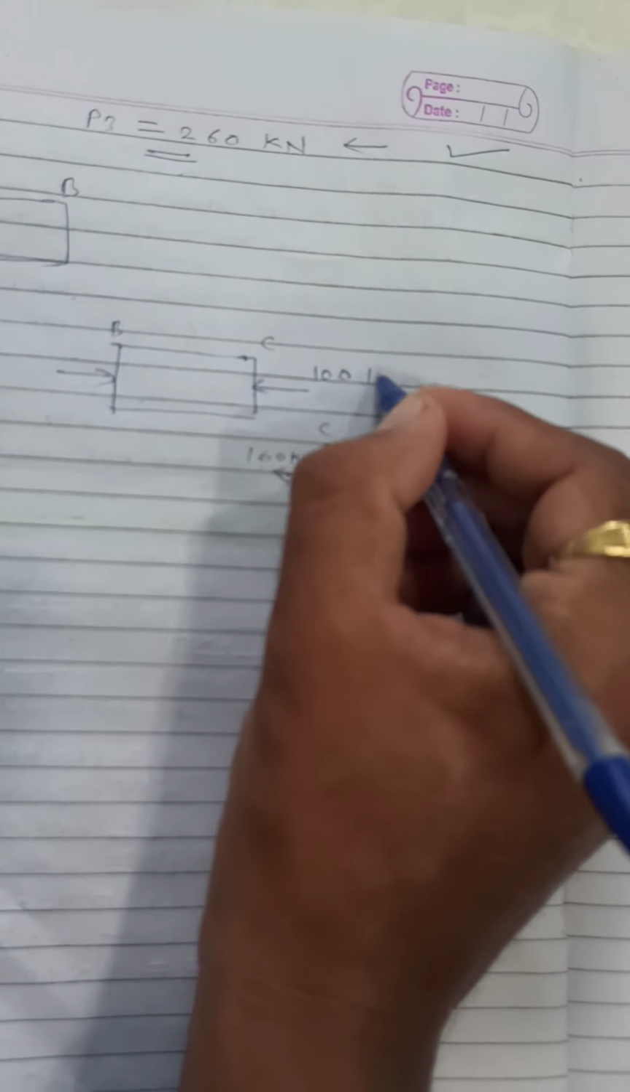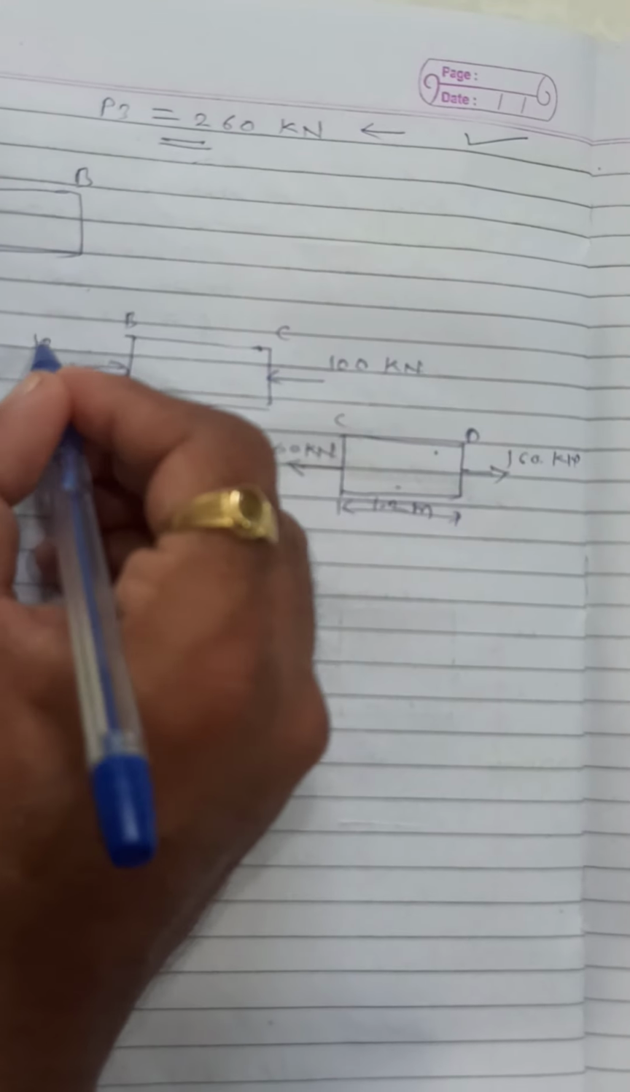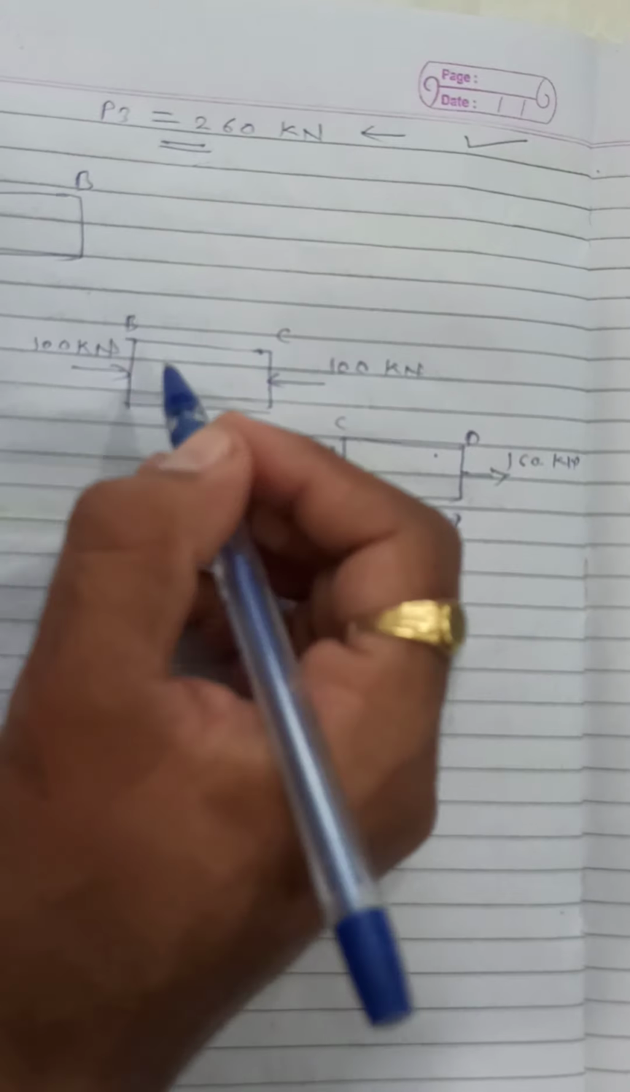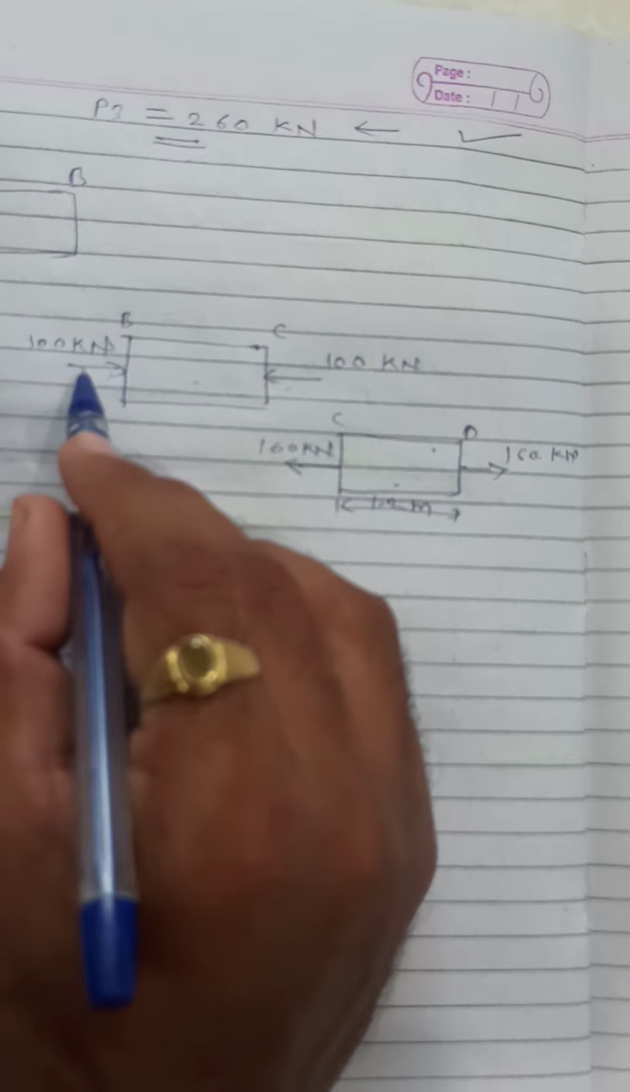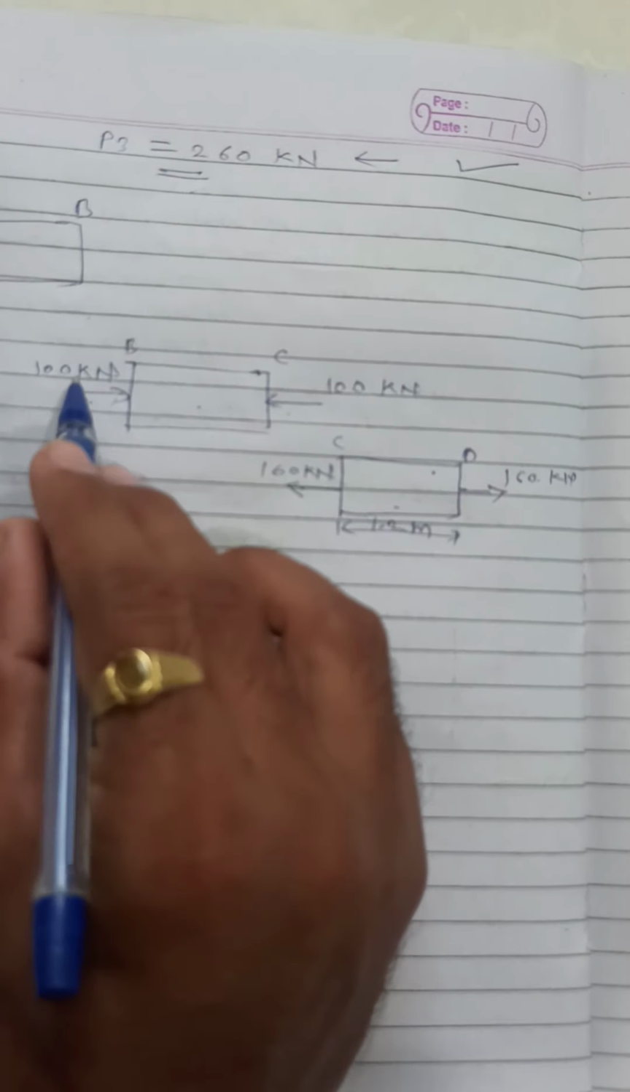100 kilonewton. To maintain the system in equilibrium, we are applying the same force, having an equal magnitude, to its other end. So this is 100 kilonewton.